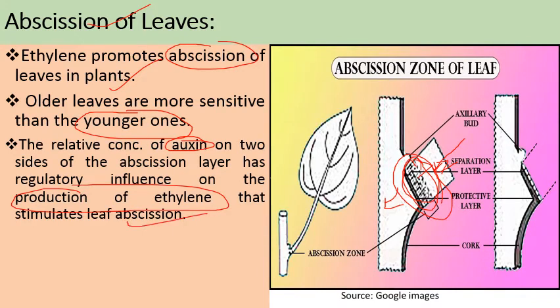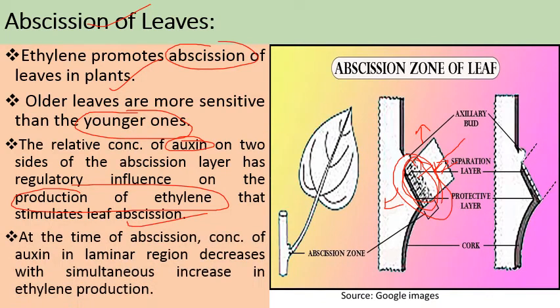leaf abscission. When the concentration of auxin is lower, the concentration of ethylene increases, and that promotes the formation of this abscission zone. At the time of abscission, the concentration of auxin on the leaf lamina decreases, and due to the decrease in auxin concentration, ethylene concentration increases and that promotes the formation of this abscission zone, and finally it leads to the abscission of the leaf.